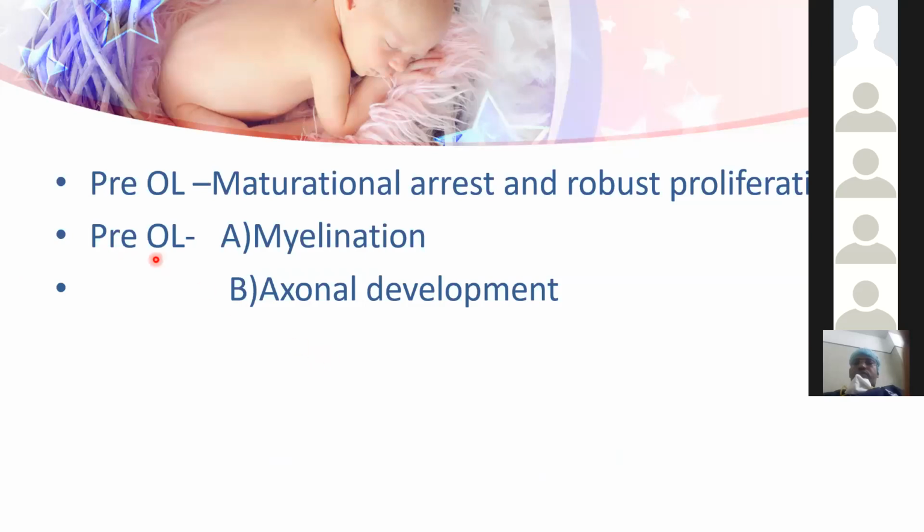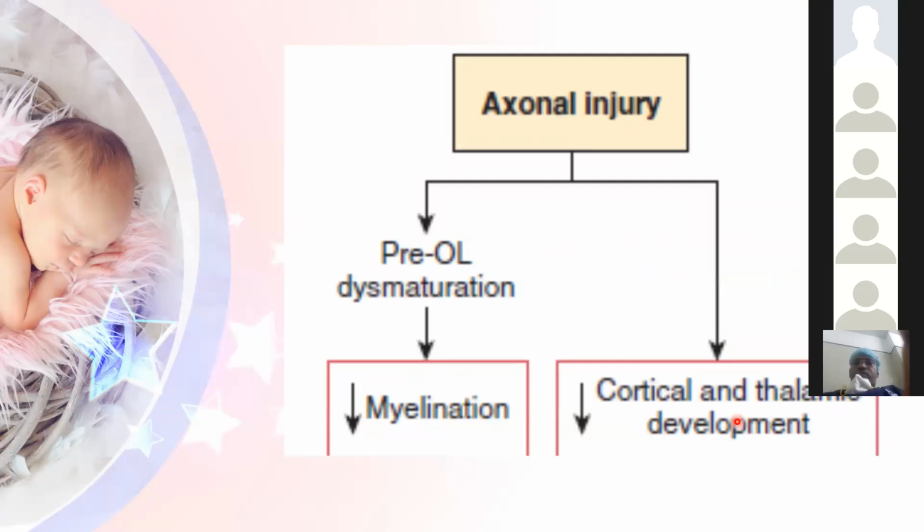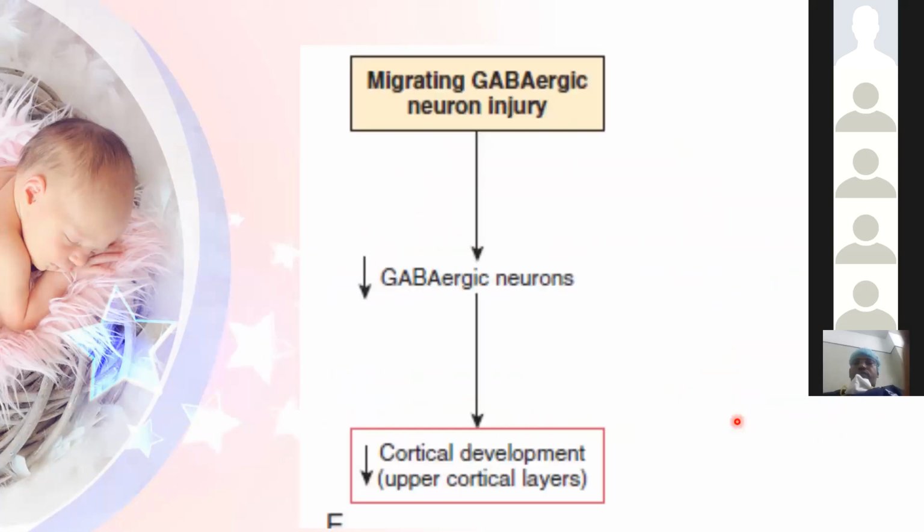Another important function of pre-oligodendrocytes is that while they are wrapping around these axons and causing myelination, this process is also helping in your axonal outgrowth. So whenever you have pre-oligodendrocyte injury, both your myelination is affected as well as your axonal outgrowth. Again, your cortex and thalamus are affected. Other regions are also affected, but predominantly your cortex and thalamus. Same thing with the axonal injury.